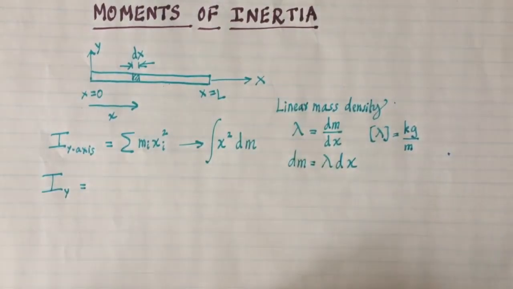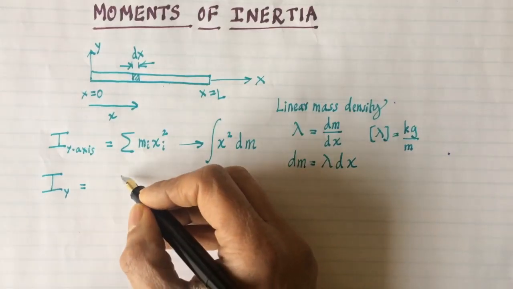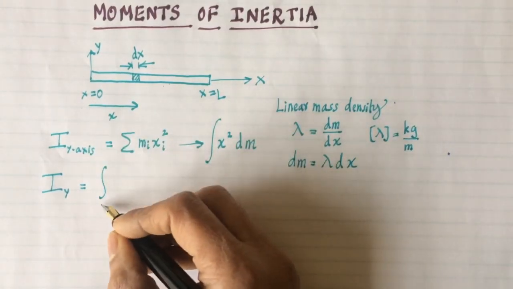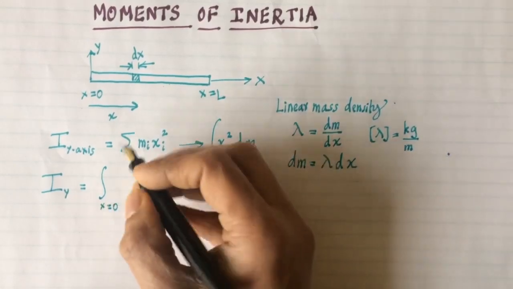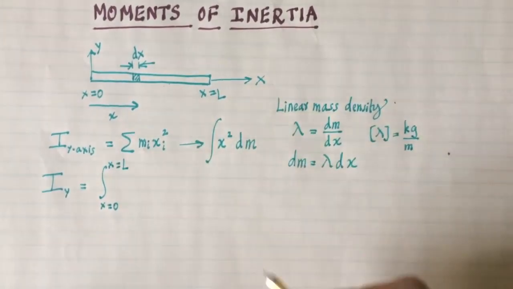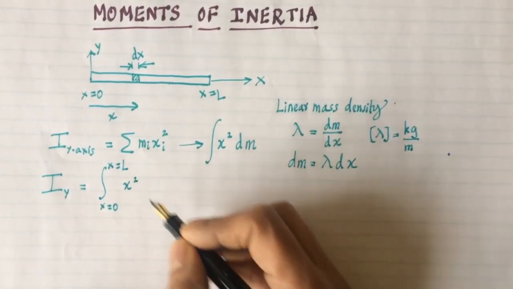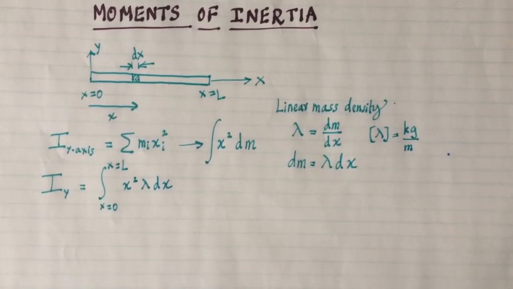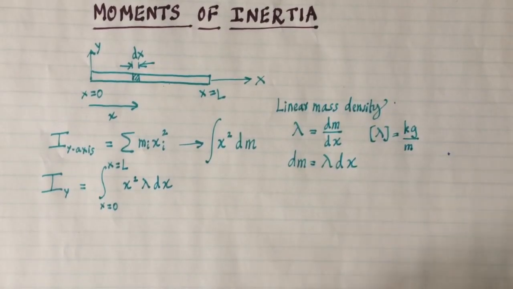Moment of inertia about the y-axis is equal to the integral from x equals 0 to x equals L of x squared lambda dx. We can try this out for a couple of examples.